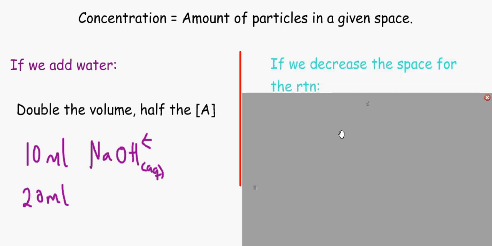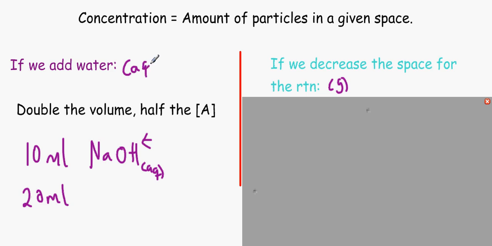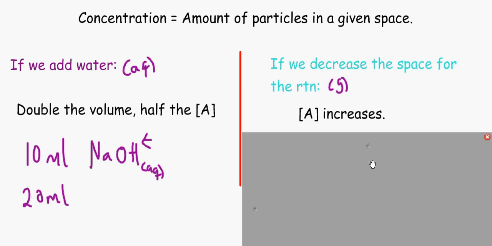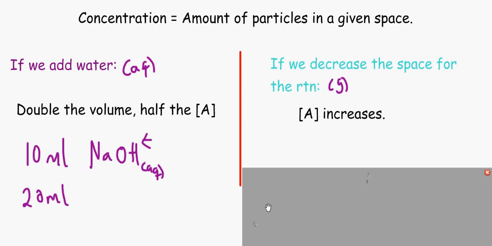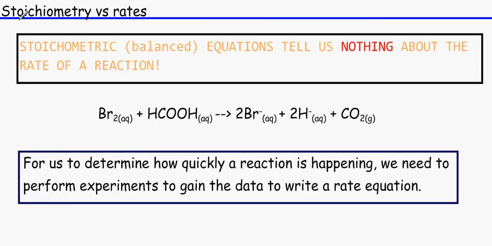So what about if we decrease the space for the reaction? This is when we're talking about equations in a gaseous state. The concentration of that reagent would increase because the space has been decreased, so technically the amount of particles inside that given space has increased.